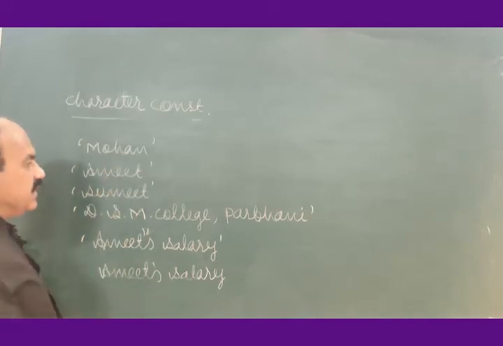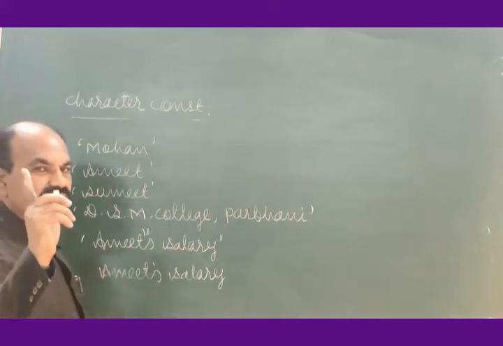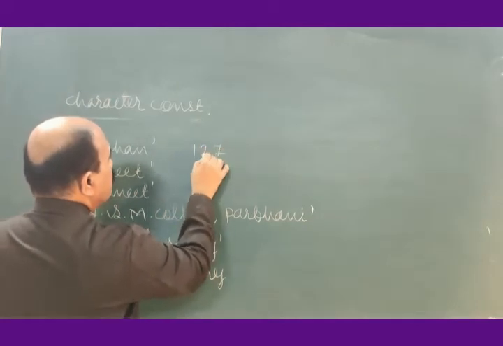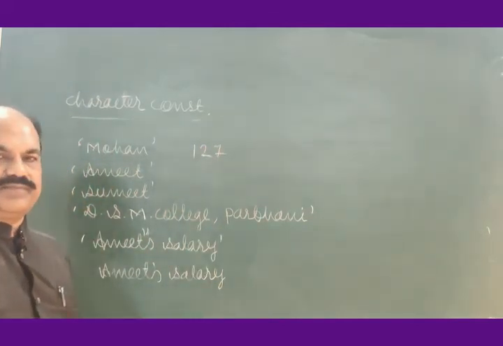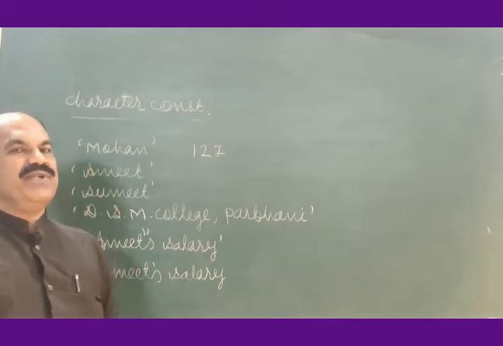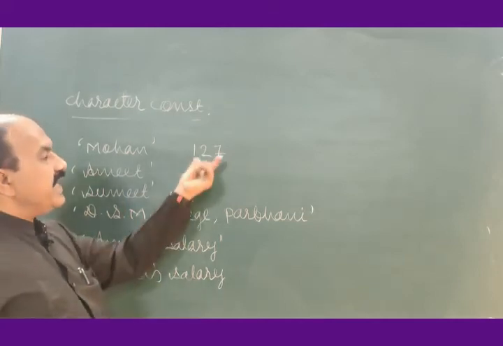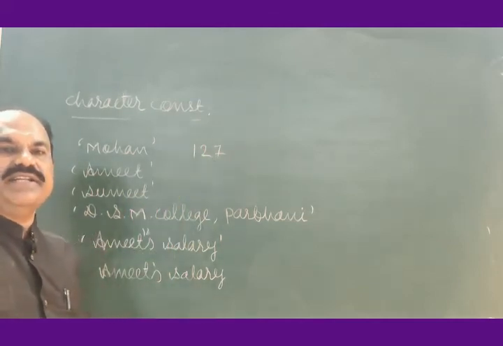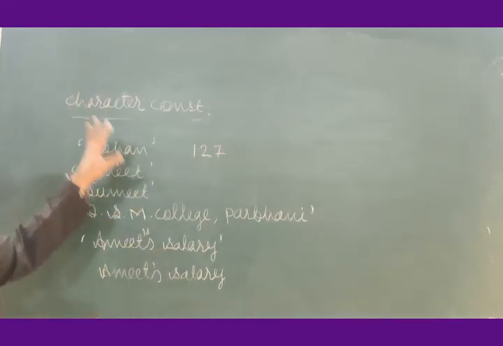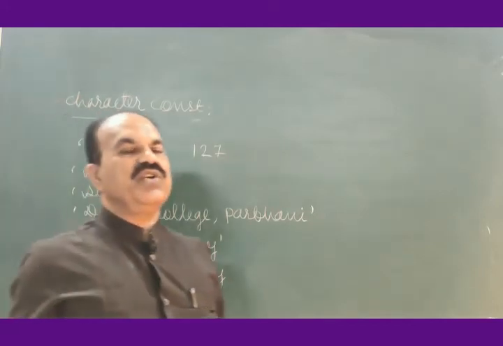One more thing, the number of Fortran characters that can be used in a single string constant may be at the most 127. All such constants are known as string constants.